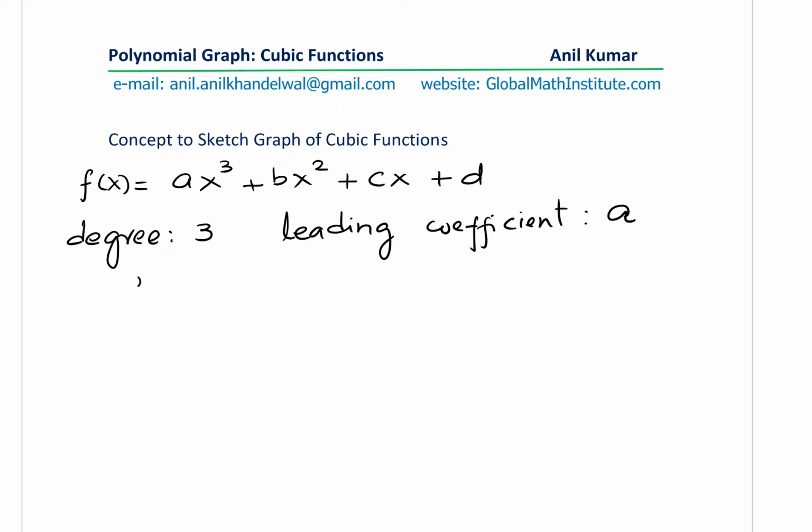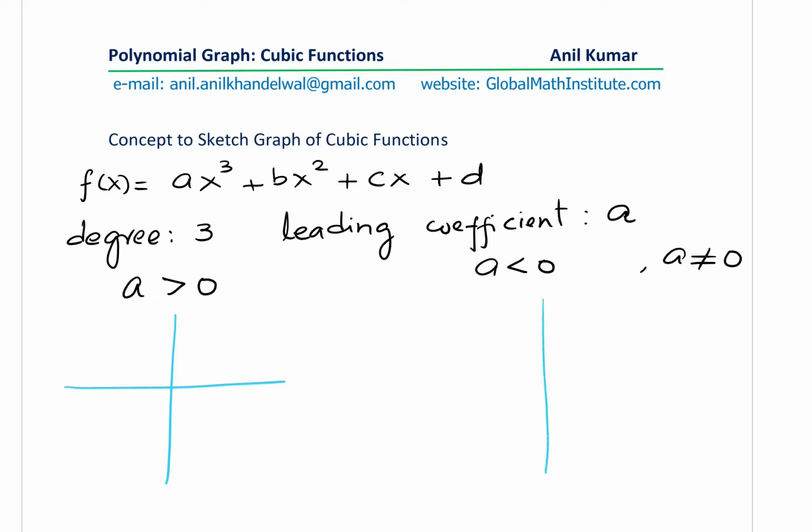Now, the value of a could be either greater than 0 or it could be less than 0. As you know, a cannot be equal to 0 for the function to be cubic, right? Now, depending on the scenario, whether a is greater or less than 0, we can decide the end behavior. So end behavior will be kind of like this. Let me write down here end behavior for both cases.